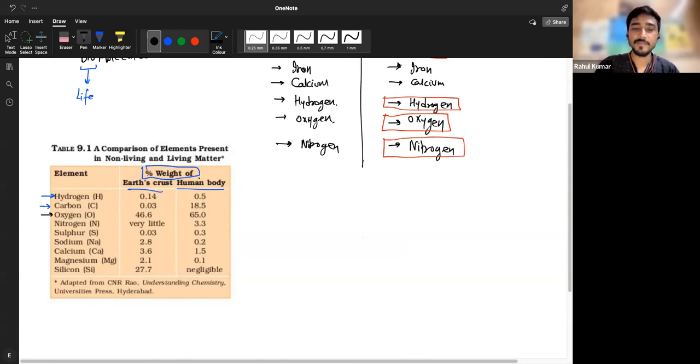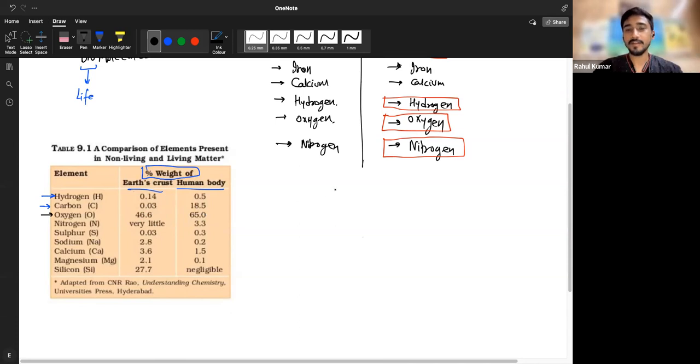So geography used to ask you ores of the elements. How is copper found as copper ores, right? And most of the ores are oxides or hydrides. So a lot of oxygen is trapped in the Earth crust as oxides, 46.6%. But still it is less than human body. 65% of the human body is actually oxygen.